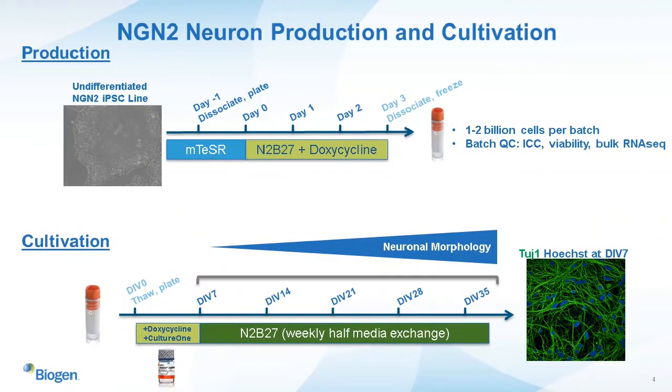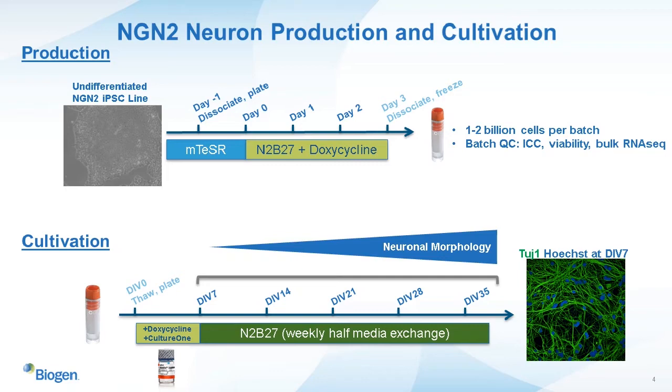The top panel shows our production timeline. We plate undifferentiated TET-inducible NGN2 iPSCs and treat with doxycycline for 3 days, then freeze down as a batch. We usually set up 24 to 50 T75 flasks and freeze down 1 to 2 billion cells per batch. Our batch QC includes ICC, viability, and bulk RNA-seq.